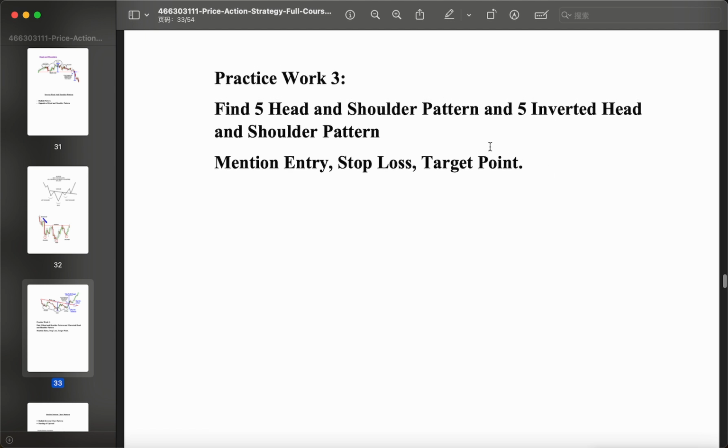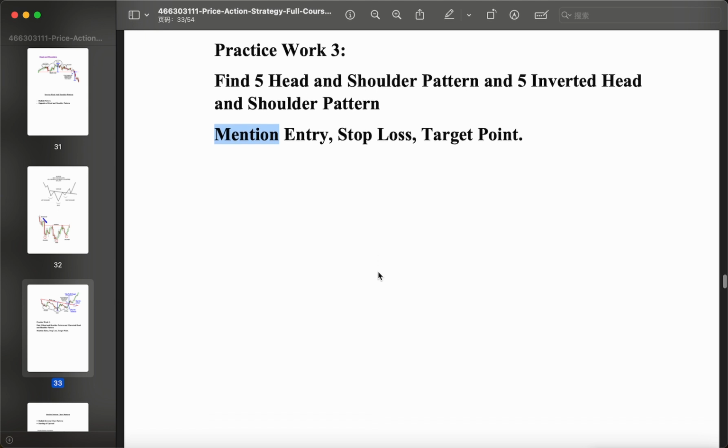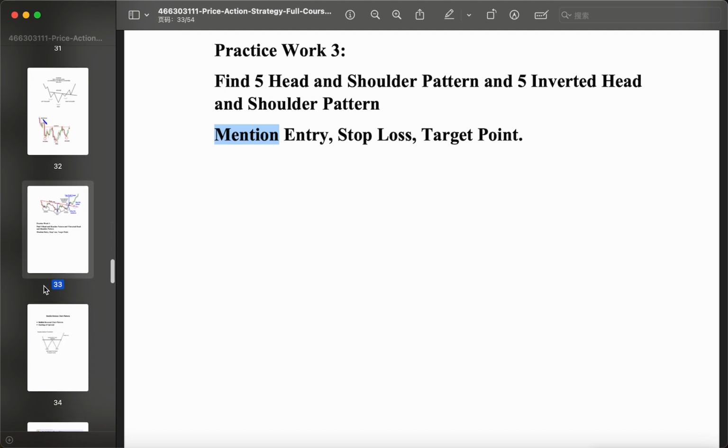If you have spare time, you can find 5 head and shoulder patterns and 5 inverted head and shoulder patterns. And as I have mentioned before, print out a daily or weekly or monthly chart of S&P. When you find these head and shoulder patterns, you will realize that if you are able to identify these patterns, it'll be much easier for you to trade and to recognize the structure of the technical analysis.